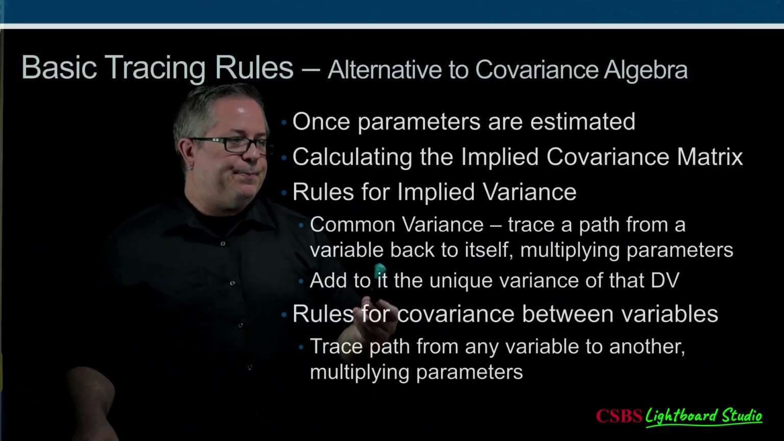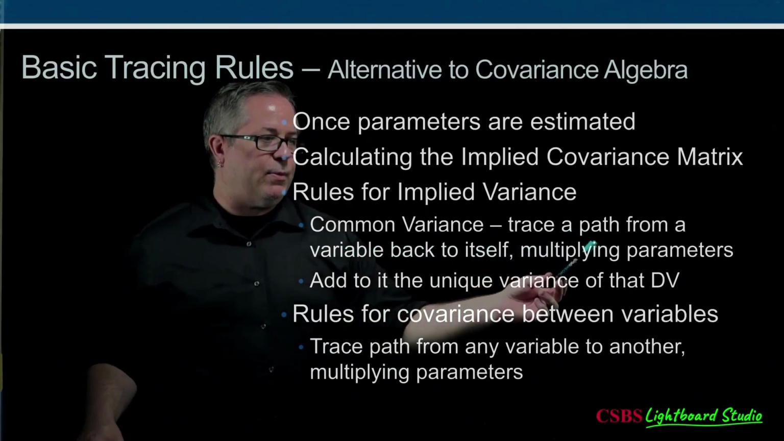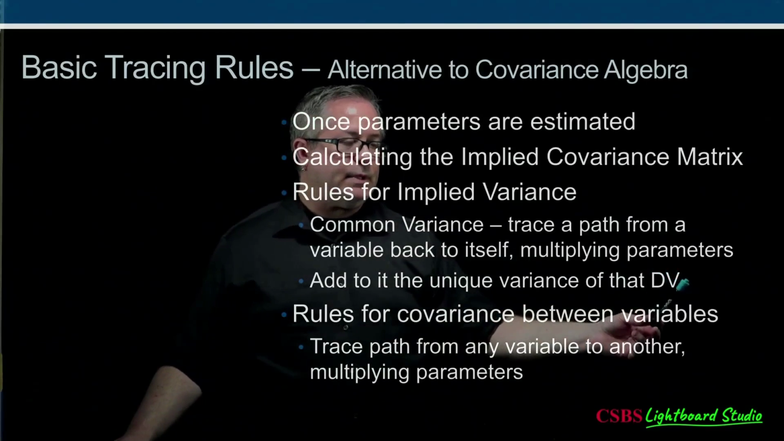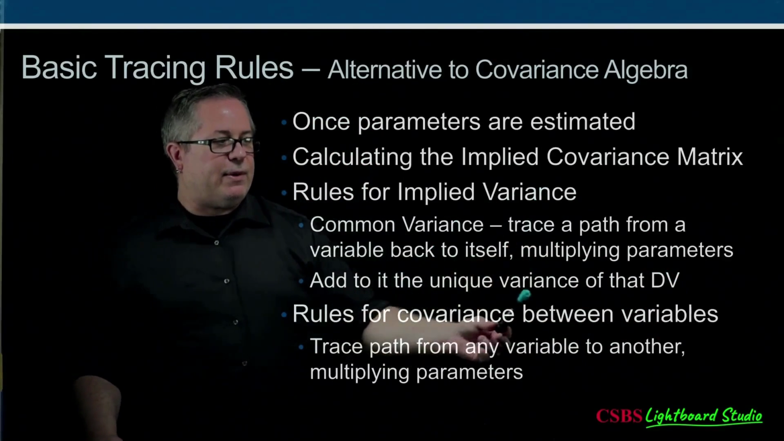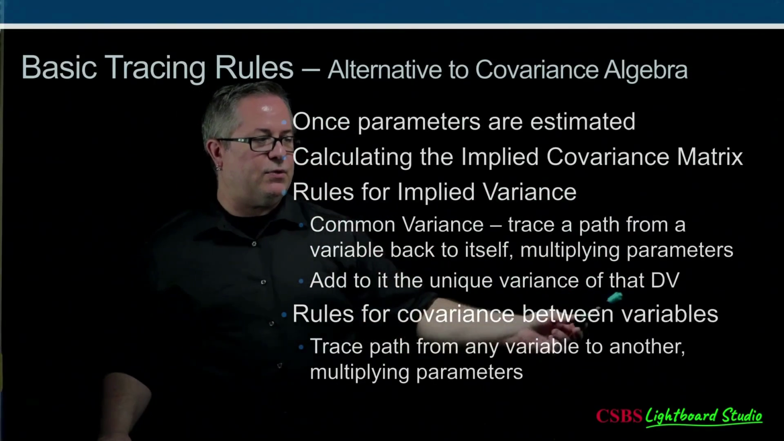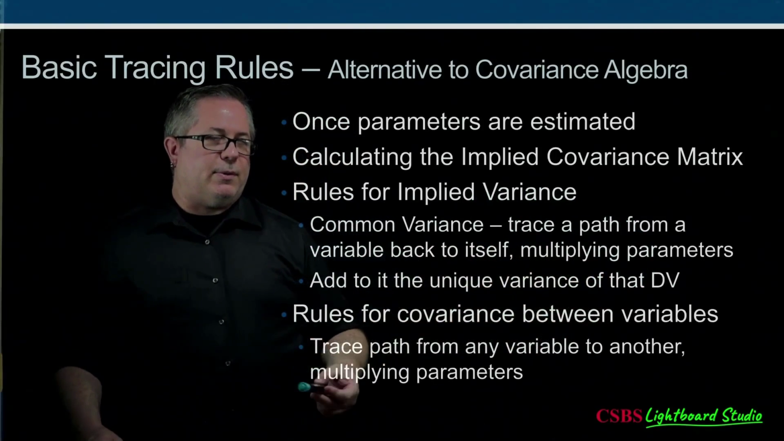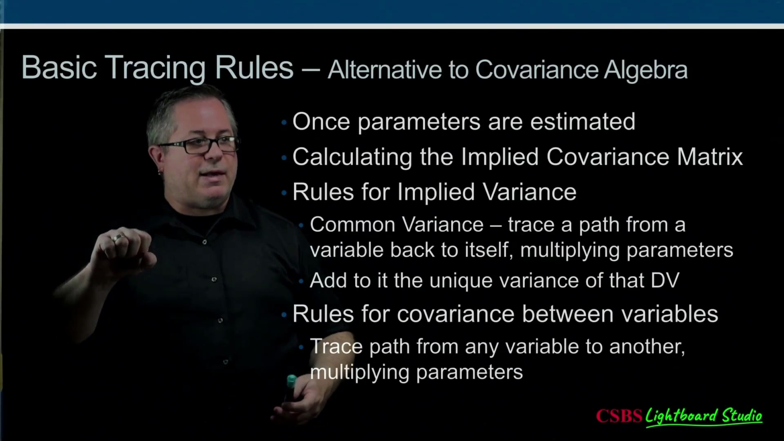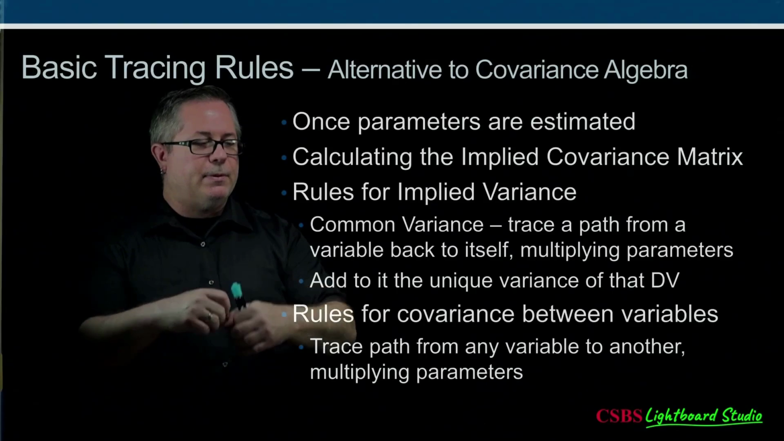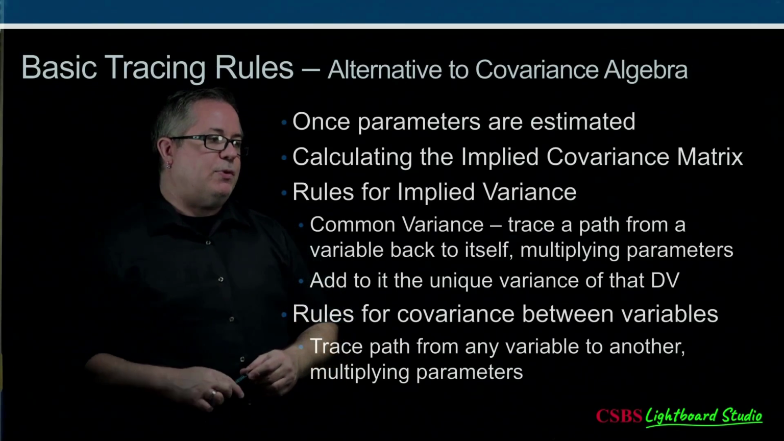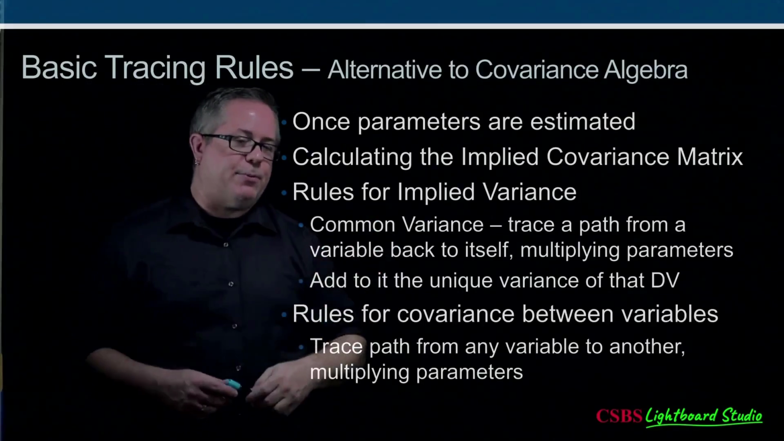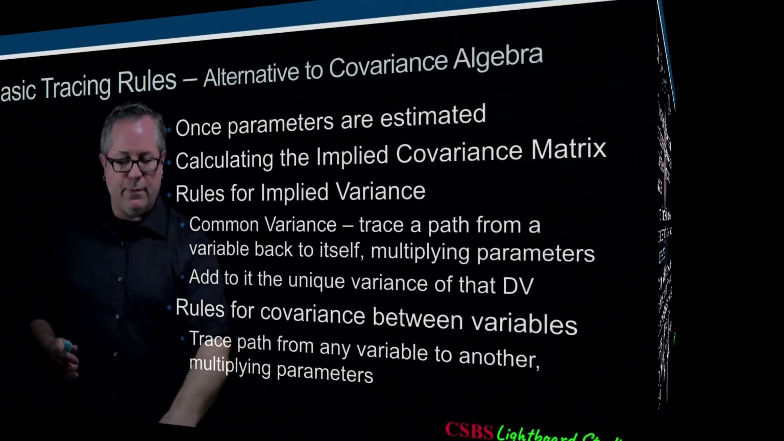So when we're looking at the common variance, trace a path from a variable back to itself, multiplying parameters. And then add to that the unique variance of that DV, and that will give you the total variance for that endogenous variable. So think about it: take the common variance, add in the unique variance, and that should give you the total variance of the item. Rules for covariance between variables: trace a path from one variable to another, and just multiply parameters as you go. All right, sounds easy enough.